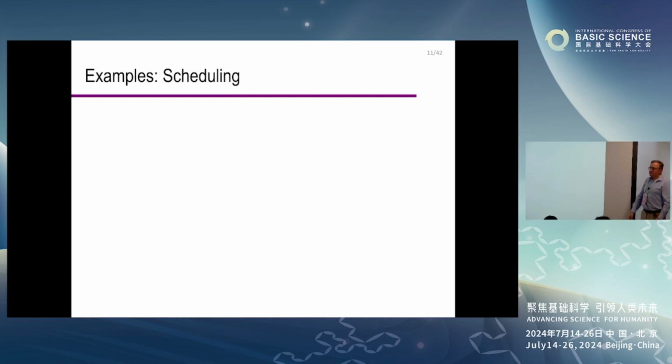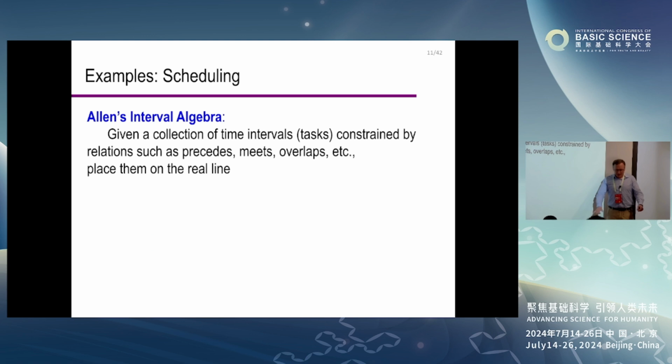Something else. Scheduling, again, some AI problem. If you want to schedule some tasks or whatever, what people often do is use so-called Allen's interval algebra for that. What is Allen's interval algebra? Suppose we have a bunch of tasks and we want to schedule them, like place them on a real line, basically. But we have constraints. Say, for instance, we want to complete one task before we start the second one, and things like that. So they may precede one the other. They can meet, meaning like this, or they can overlap, and so on and so forth.